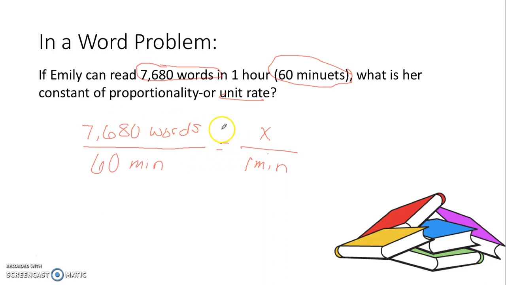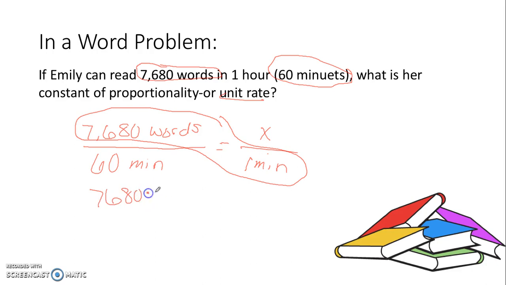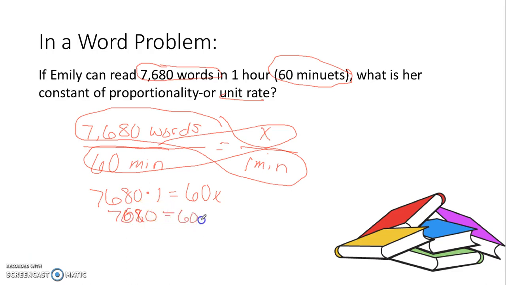We're finding the unit rate here. So how many words? So we need to cross multiply. 7,680 times 1 equals, and then we've got to do the other side, 60 times x. So 60x. Let's clean this up a little bit. 7,680 equals 60x. All right, to get x all by itself, we need to divide, because right now we're multiplying. To get that 60 away from the x, we need to divide by 60.